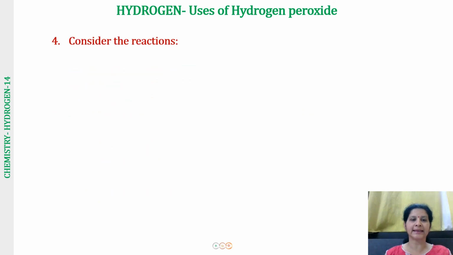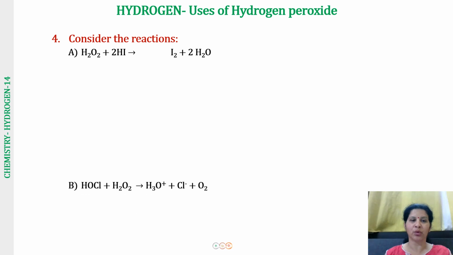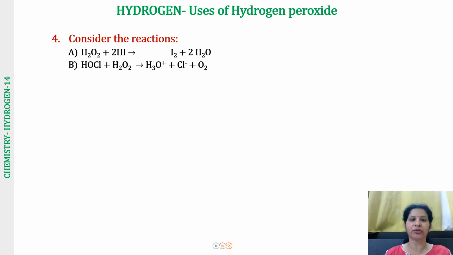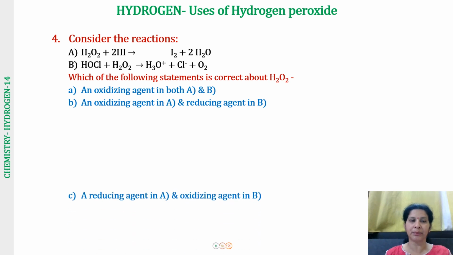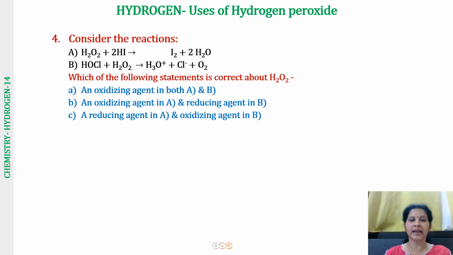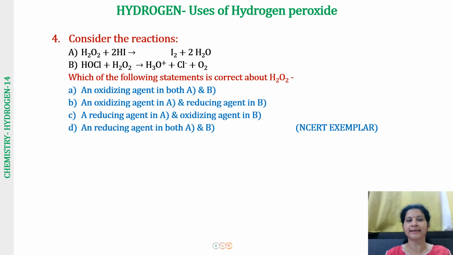Question is, consider the reactions H2O2 plus HI forming I2 plus water, HOCl plus H2O2 forming hydronium ions, chloride ions and oxygen, and which of the following statements is correct for hydrogen peroxide. So it is an oxidizing agent in both A and B. It is an oxidizing agent in A and a reducing agent in B. A reducing agent in A and an oxidizing agent in B, and a reducing agent in both A and B, and an NCERT exemplar question.